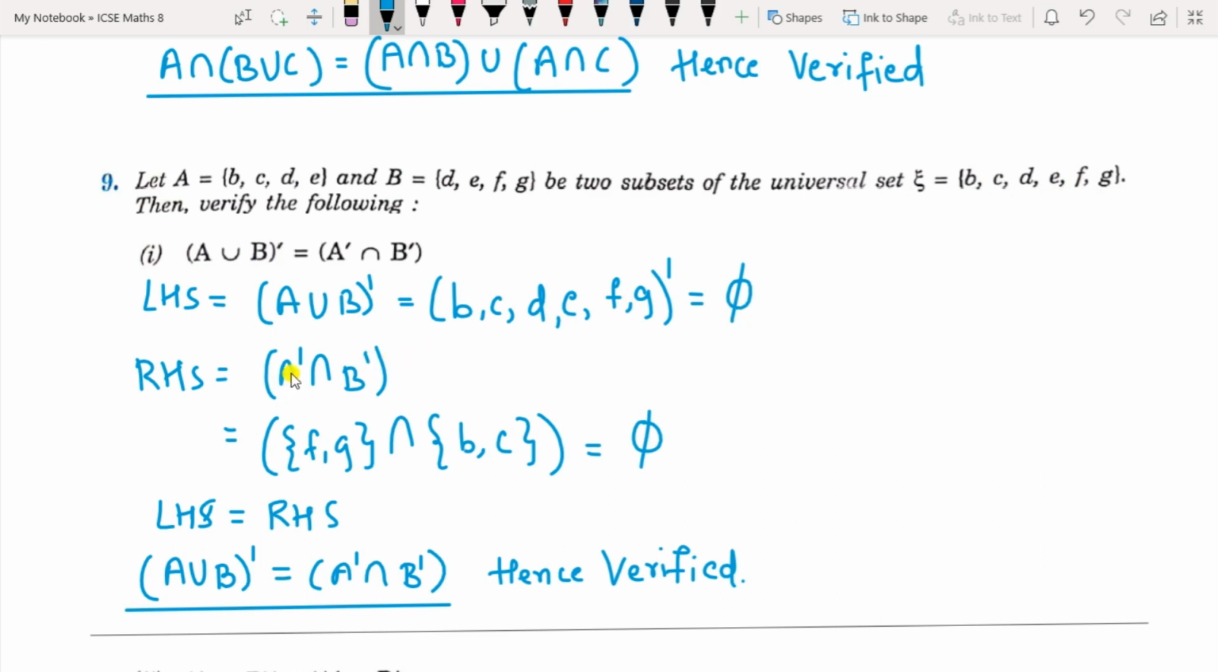Then A complement: take all the elements of A, leave them from the universal set and write the remaining ones. Those will be F, G for A complement, and similarly B complement will be B, C, and their intersection is, there is no intersection, so it is φ. So LHS equal to RHS, hence it is verified.